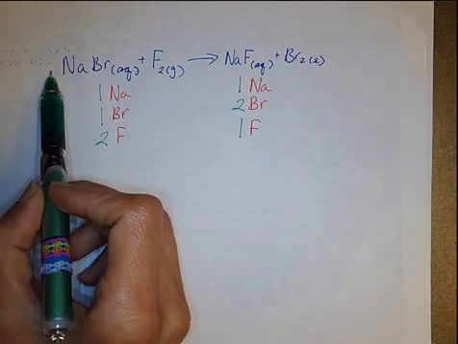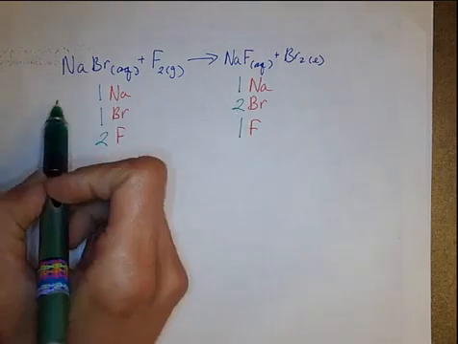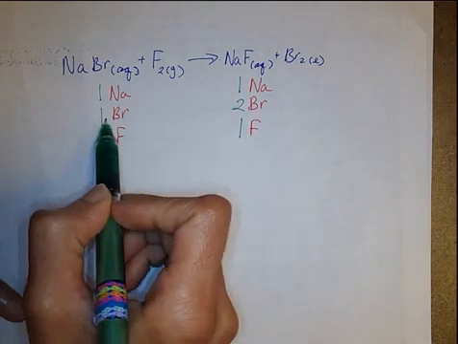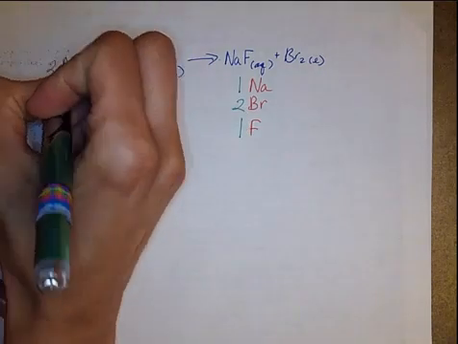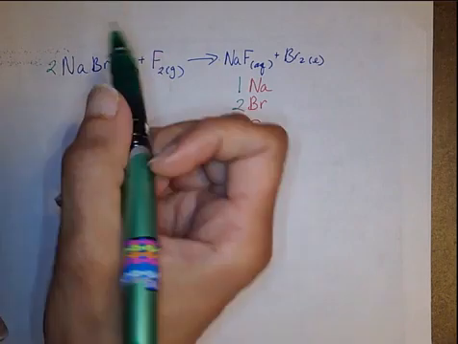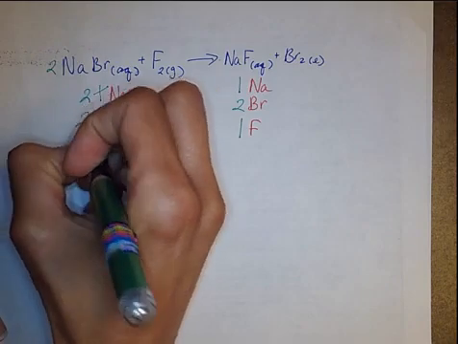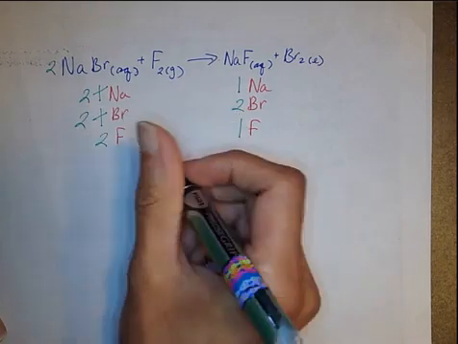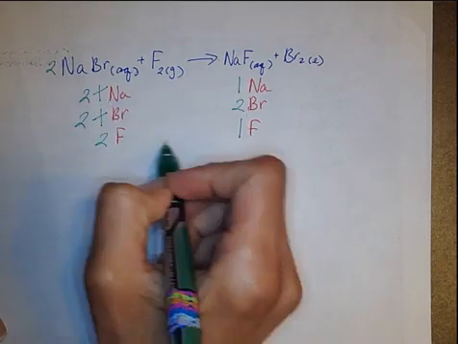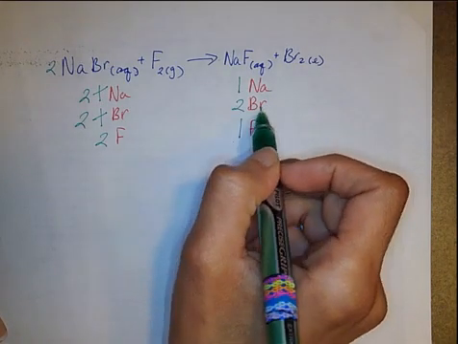So the only place where we can add is right here, the coefficient. There's 2 over here and 1 bromine. So I'm going to go ahead and add on the reactant side. This would make my sodium now 2 and my bromine 2 also. So the bromines are balanced, but my sodium is not, and neither is my fluorine. So we're going to go back to the product side.